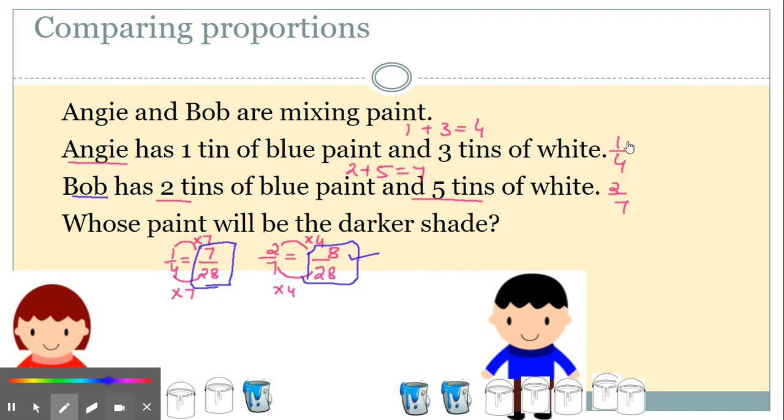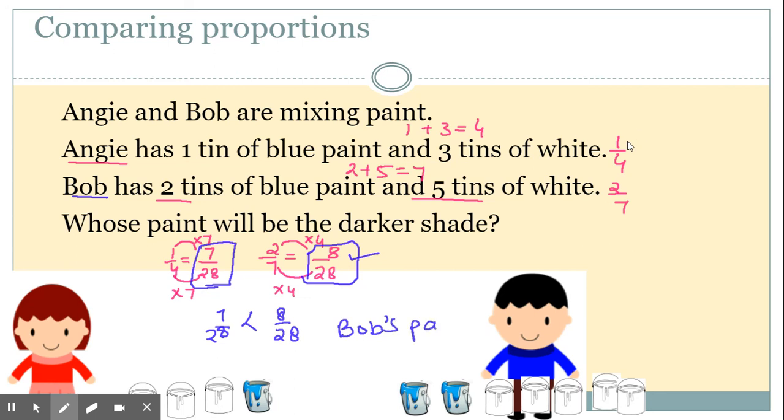So whose paint is going to be darker? All you have to do is write it like this to make it more clear that this proportion is smaller than this proportion. Therefore, Bob's paint will be darker.